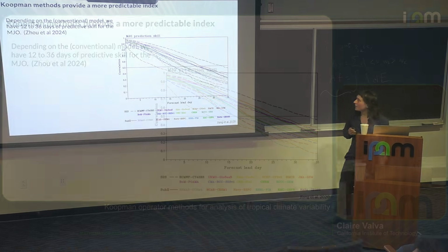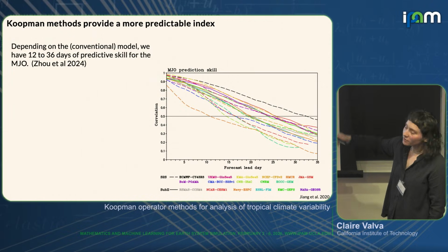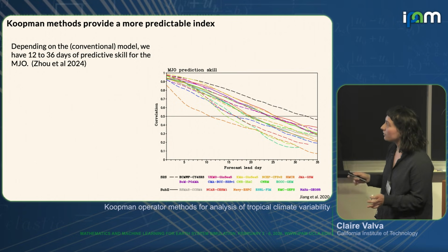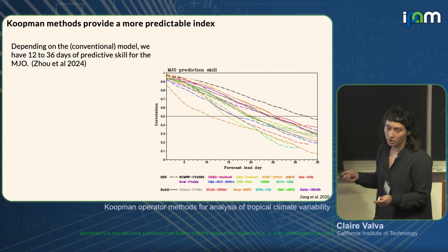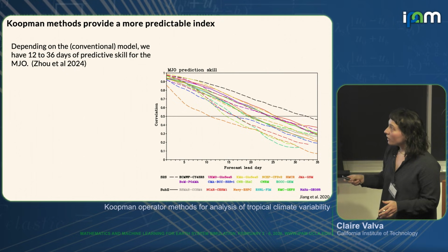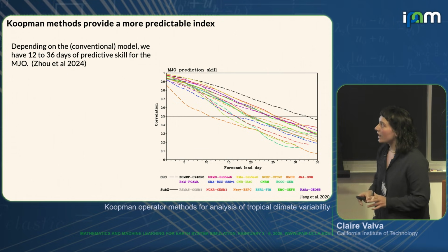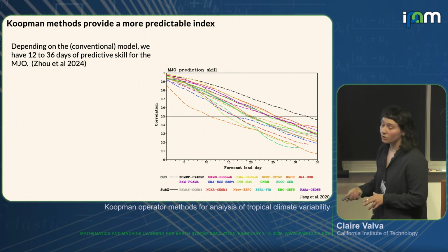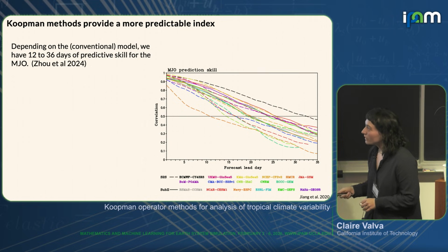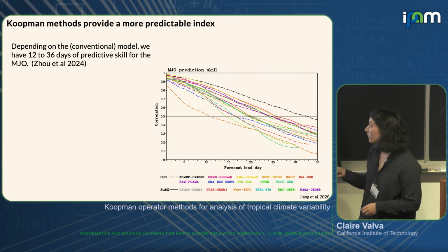So maybe I'm a little scared of showing this slide. This is very fresh work, but these provide a more predictable index. And I'm not saying that we should do predictions based off of this index alone to predict the MJO. But depending on the model, right now we have about 12 to 36 days of predictive skill for the MJO. And this is from a paper from 2024. It only talks about conventional models. I don't think there's been a comparison with data-driven models.